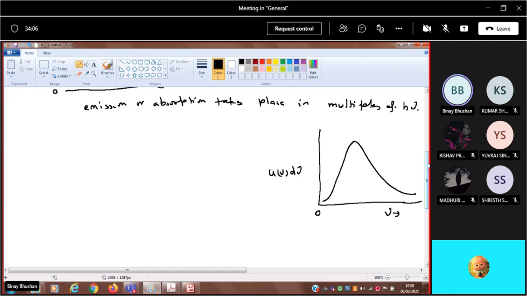We are considering black body radiation. So theoretically, black body radiation, that means the emission radiated by a black body, will have all possible values of frequency, starting from 0 to infinity. Ideally, theoretically. Is it making sense?